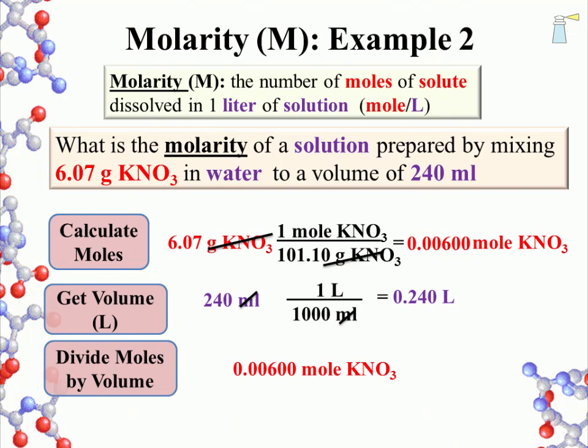0.00600 moles of potassium nitrate divided by 0.240 liters of solution gives a molar concentration of 0.0250 molar. That's the number value. The molarity has 3 significant figures, as do the numerical values in the problem.